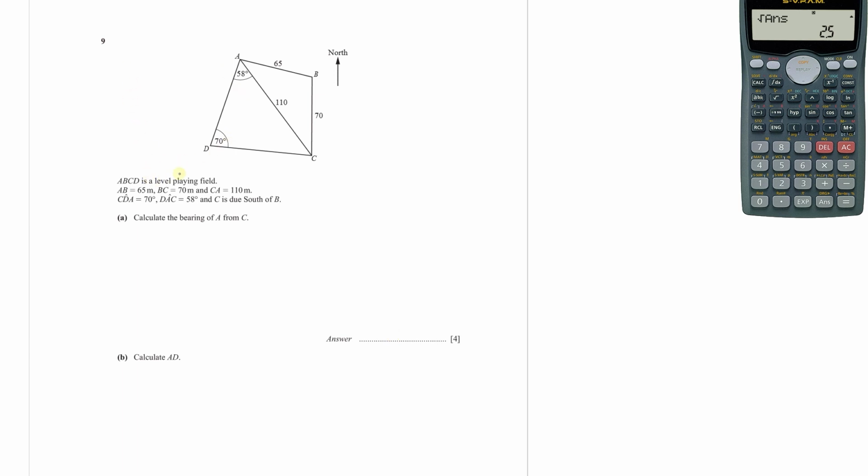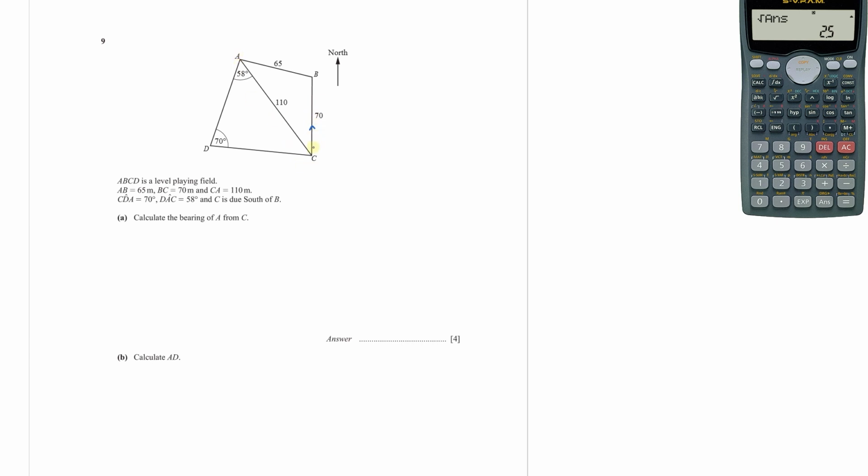Question number 9: ABCD is a level playing field. You're given lengths AB, BC, and CA. You're given two angles, this is 70 degrees, this is 58. C is due south of B. That means that B is north of this C. Calculate the bearing of A from C. So calculate the bearing of this point A from C.